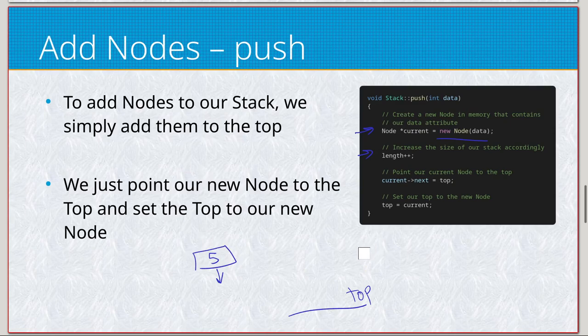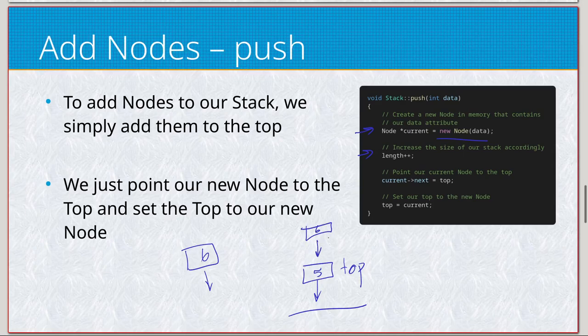So current next is going to point to the top. So this 5 is going to come here. It's going to point to our top. All right. And the top will now equal current. So this top is now associated with this. And let's say we want to push, it creates 6. So current, which is our new data, its next pointer is going to point to the top, which is now this 5. So we're going to do this, 6 here, and then we reset the top to this new value.